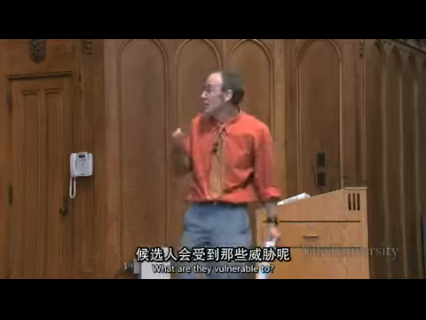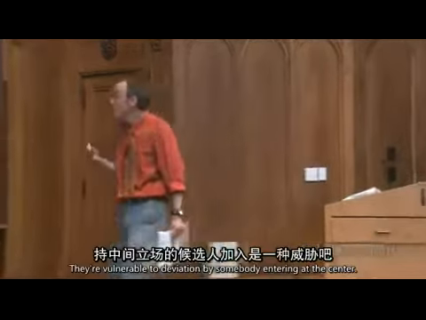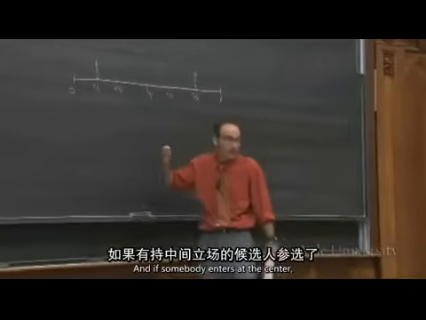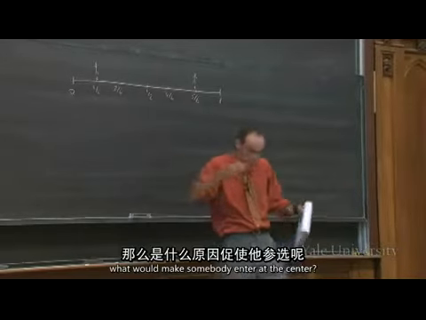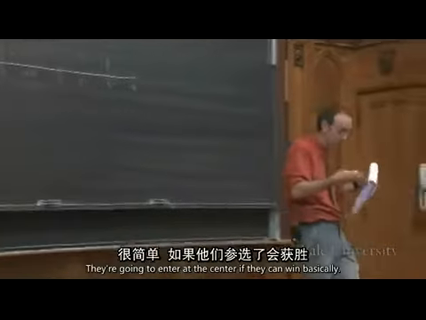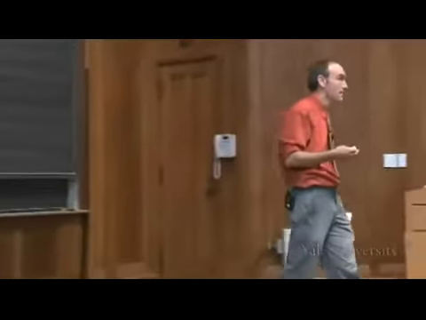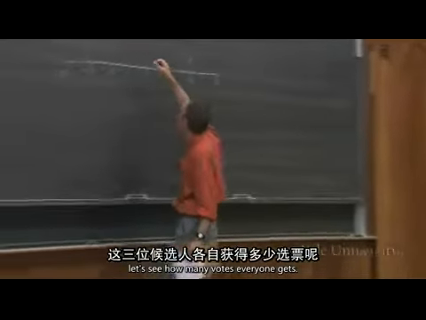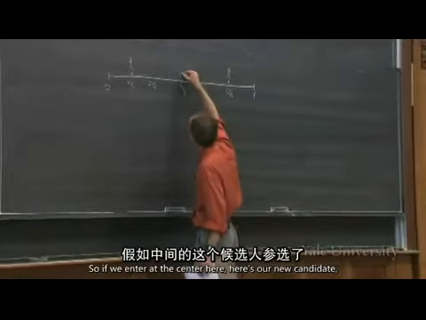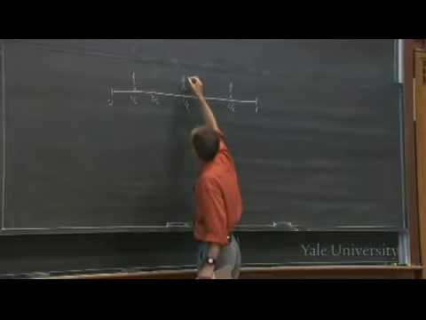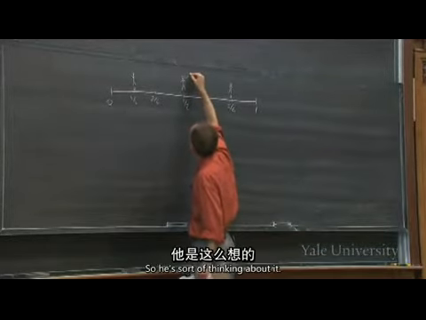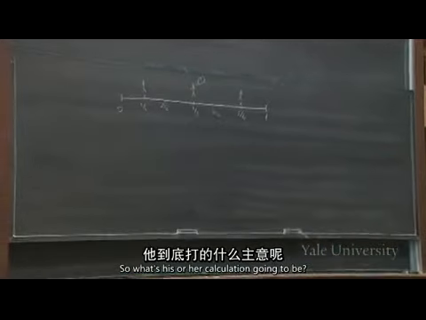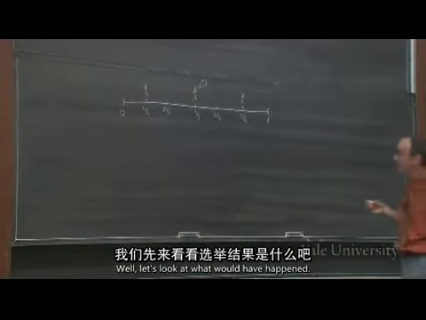Well, let's see. What are they vulnerable to? They're vulnerable to deviation by somebody entering at the center. And what would make somebody enter at the center? They're going to enter at the center if they can win, basically. So if they enter at the center in this case, let's see how many votes everyone gets. Here's our new candidate who's thinking about entering at the center. What's his or her calculation going to be? Well, let's look at what would have happened.